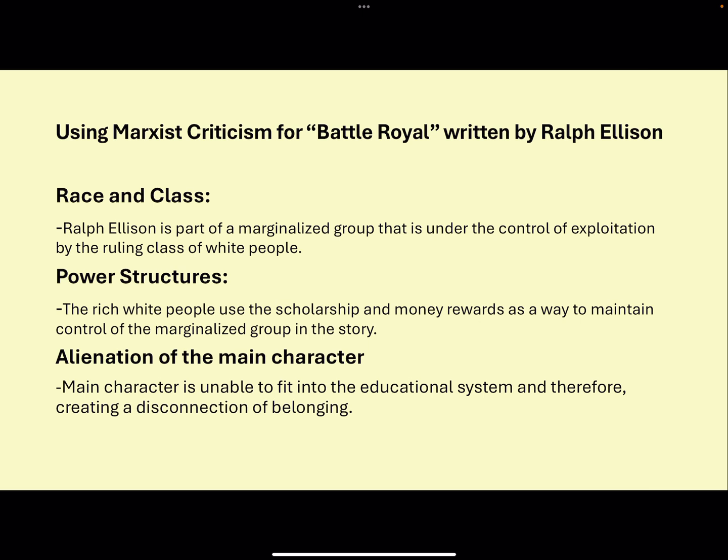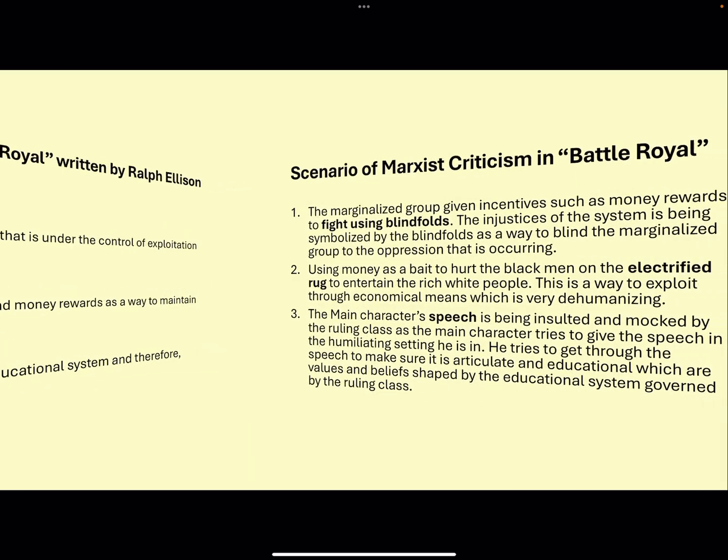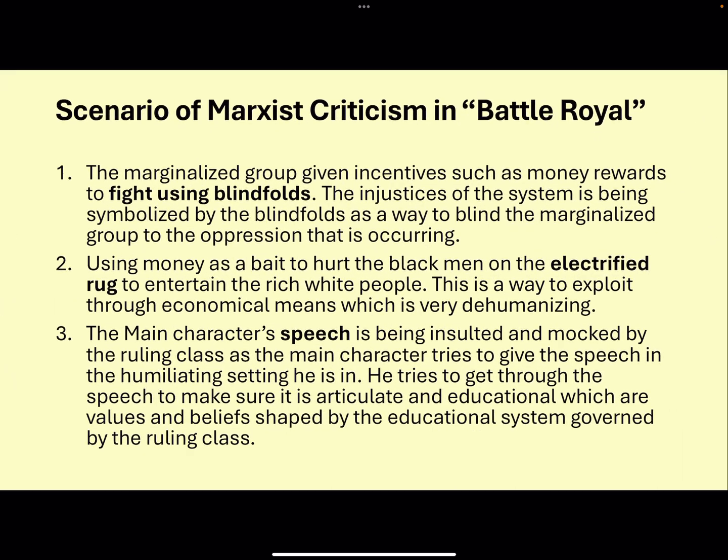Alienation of the main character. The main character is unable to fit into the educational system, therefore creating a disconnection of belonging. There are scenarios in the story that use Marxist criticism.